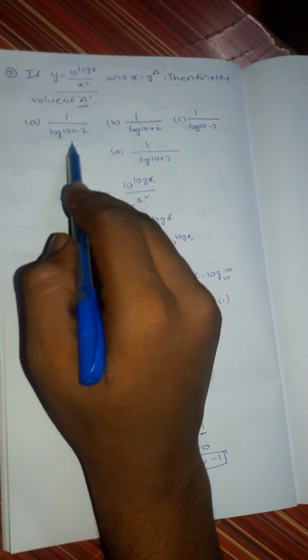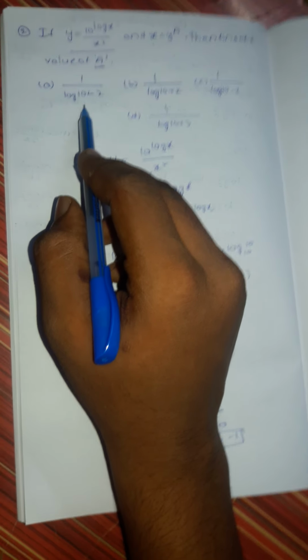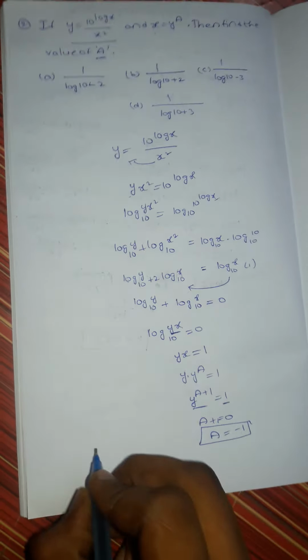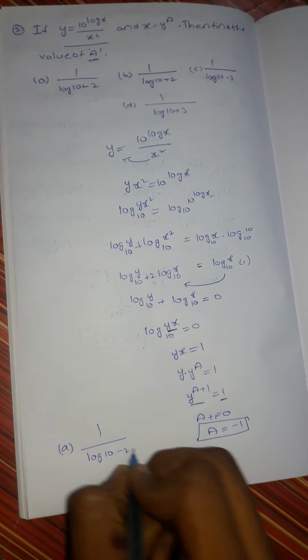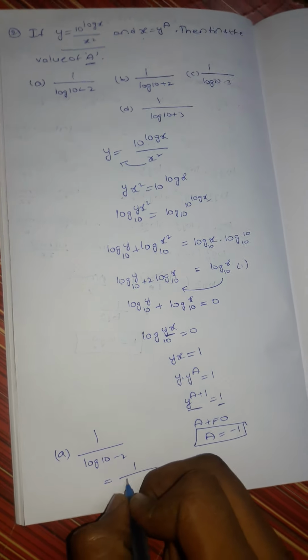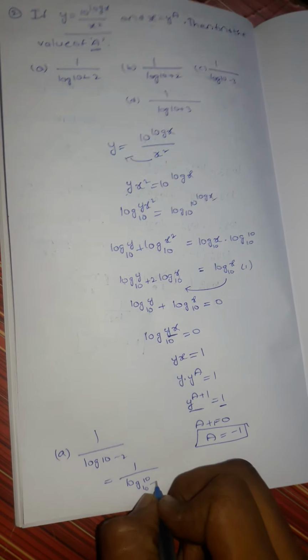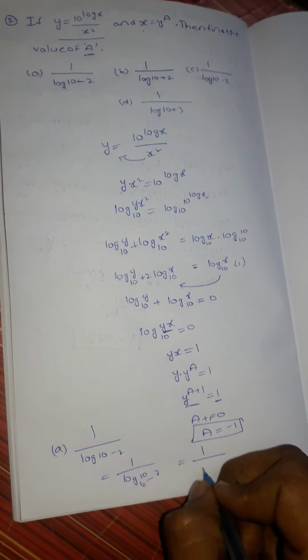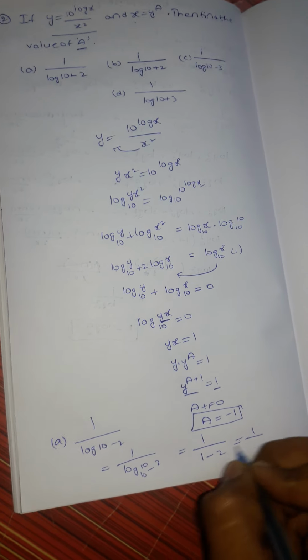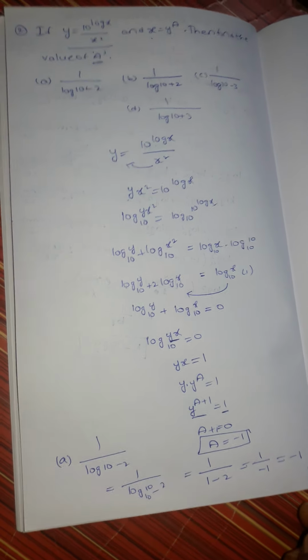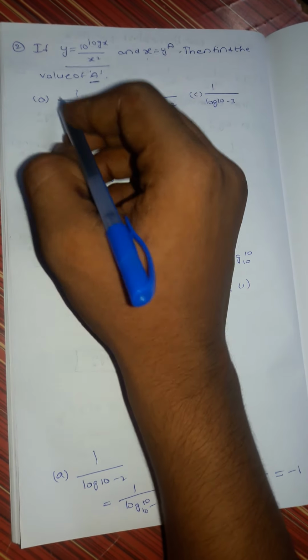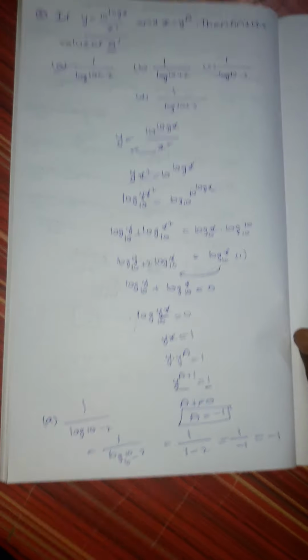See, the options are not numerical, that is we should substitute and try. Taking the first option, 1 by log 10 minus 2, that is 1 by log 10 to the base 10 minus 2, that is 1 by log 10 base 10 is 1, minus 2, that is 1 by 1 minus 2, which is minus 1. a is equal to minus 1, this value is also minus 1, that is the answer is 1 by log 10 minus base 2. Have a look, students.